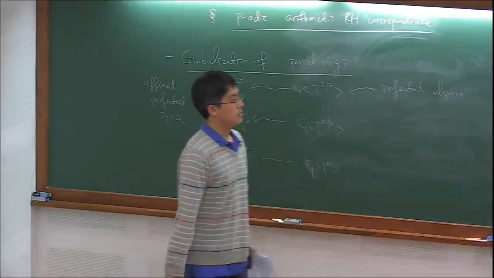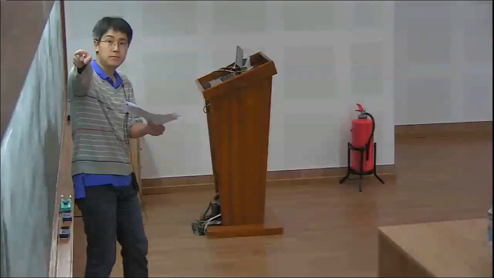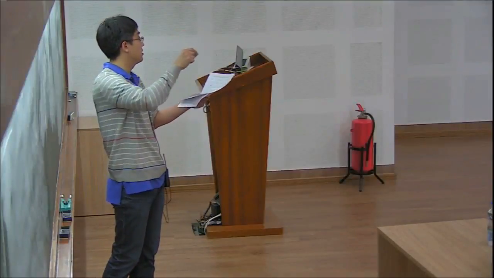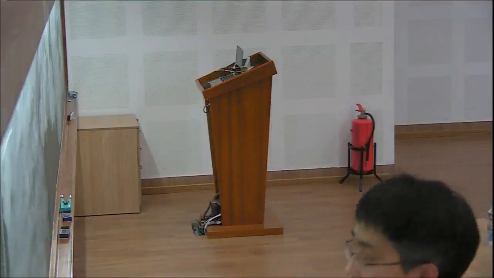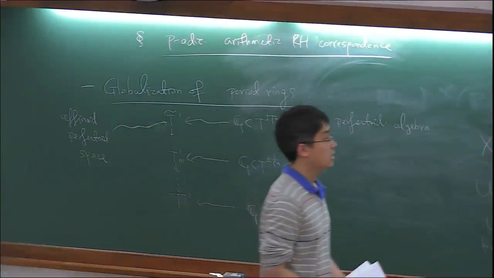This means if you want to define something on this pro-étale site, for example define a sheaf, you just need to associate sections on each of these affinoid perfectoids, and check that they satisfy the compatibility condition. Then you automatically get a sheaf. So this enables us to really globalize this construction of BdR.